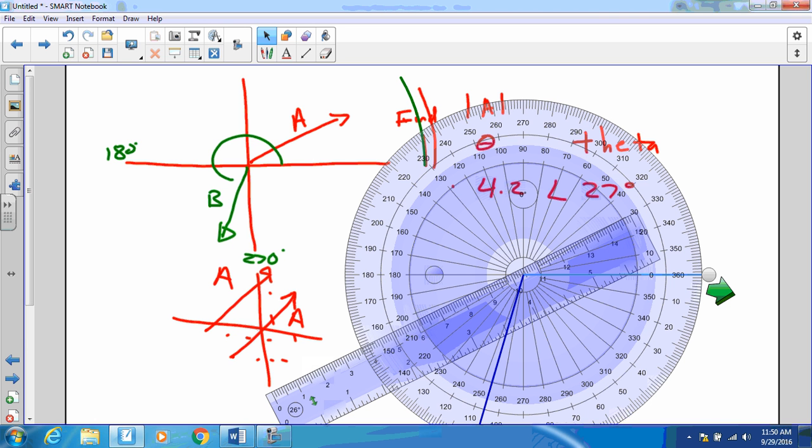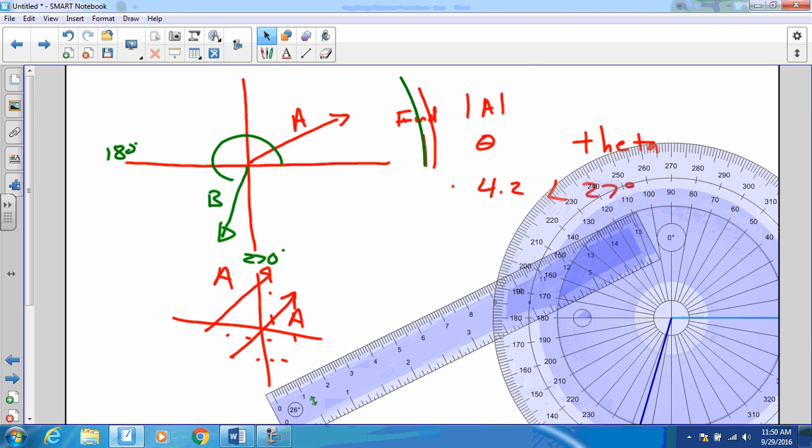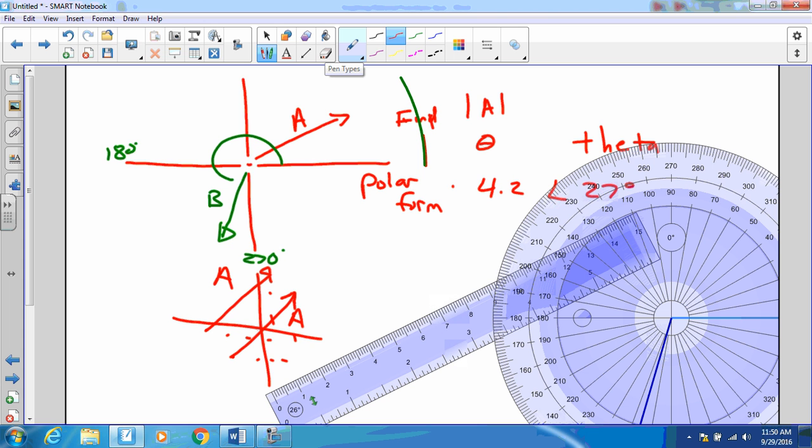All right. Now here's the next thing I want you to do before the bell rings. Having found A in our polar form, why is that called the polar form? Because it's expressing this in terms of the angle from the polar axis. Okay, that's right.